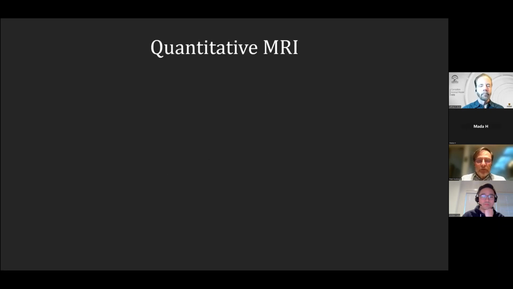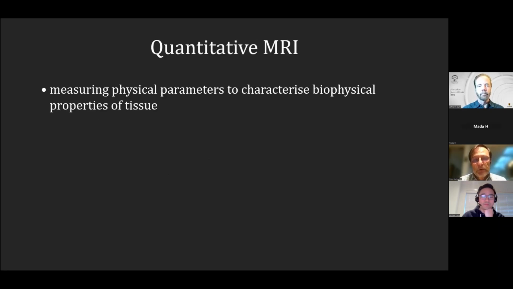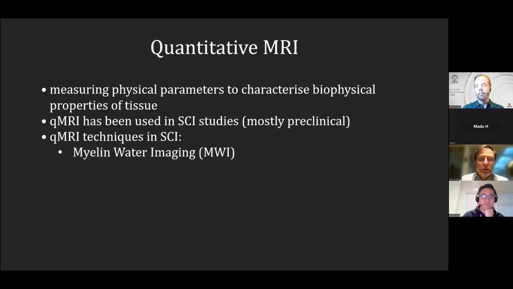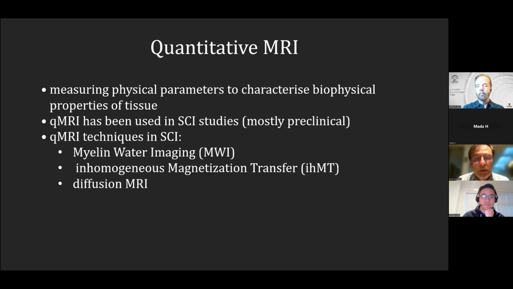So with regards to quantitative MRI, as we all know, quantitative MRI techniques basically just measure physical parameters that characterize the biophysical properties of the tissue. They have been used in SCI studies, but mostly in preclinical models and preclinical studies. So today I'll be talking about three quantitative MRI techniques, which are particularly useful in looking at the SCI and the effect of the SCI.